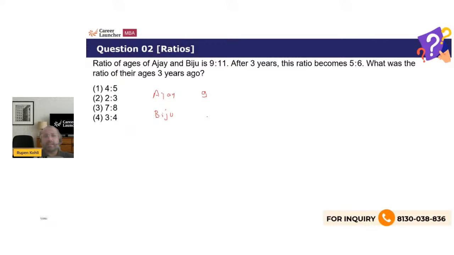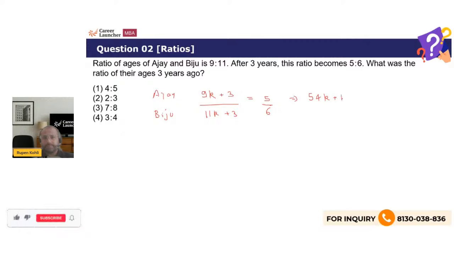So 9 is to 11, right? So we can take their present ages as something like 9k and 11k. It is given that after 3 years, this ratio is going to be 5 is to 6. So after 3 years, their ages respectively will be 9k plus 3 and 11k plus 3. So the ratio of that means this fraction should equal 5 by 6. Once I get the value of k, then we can proceed further, right?